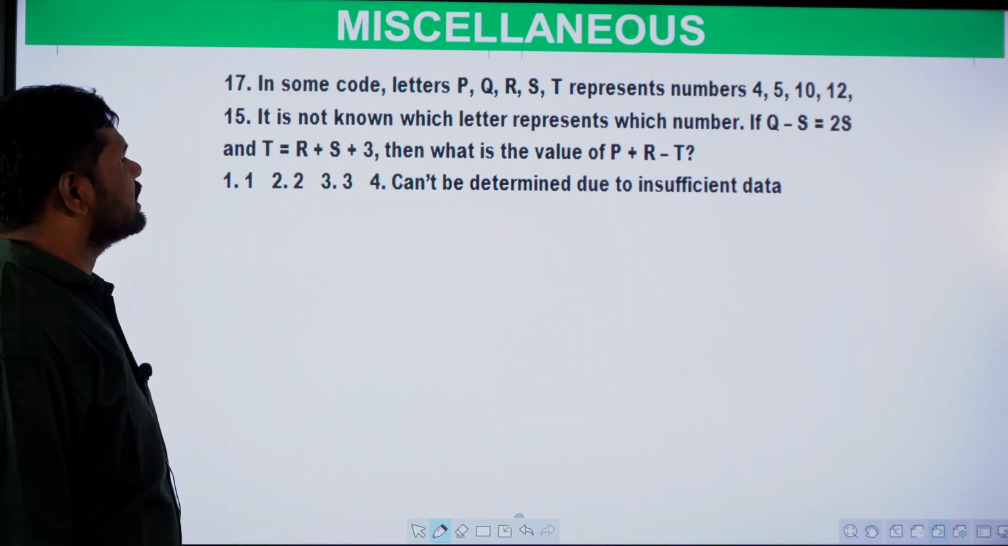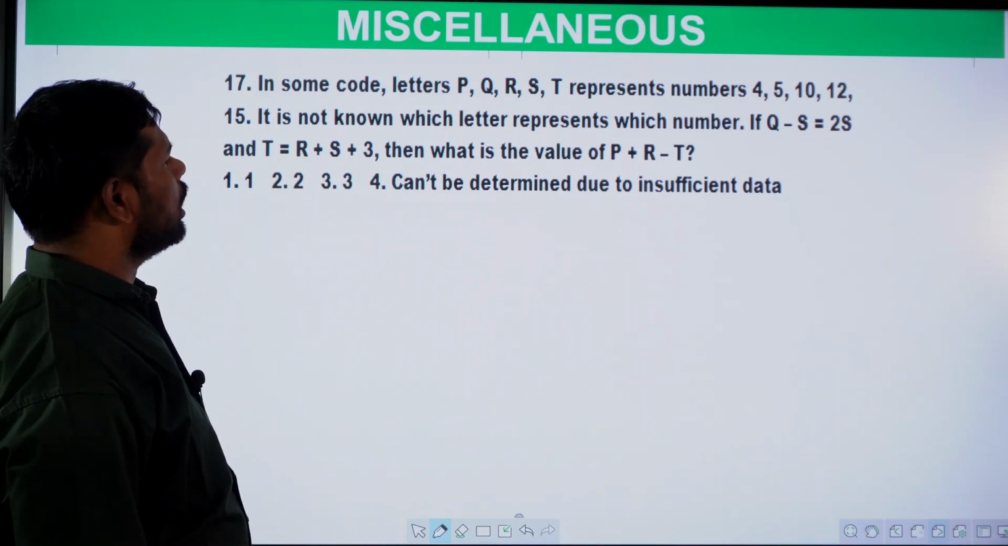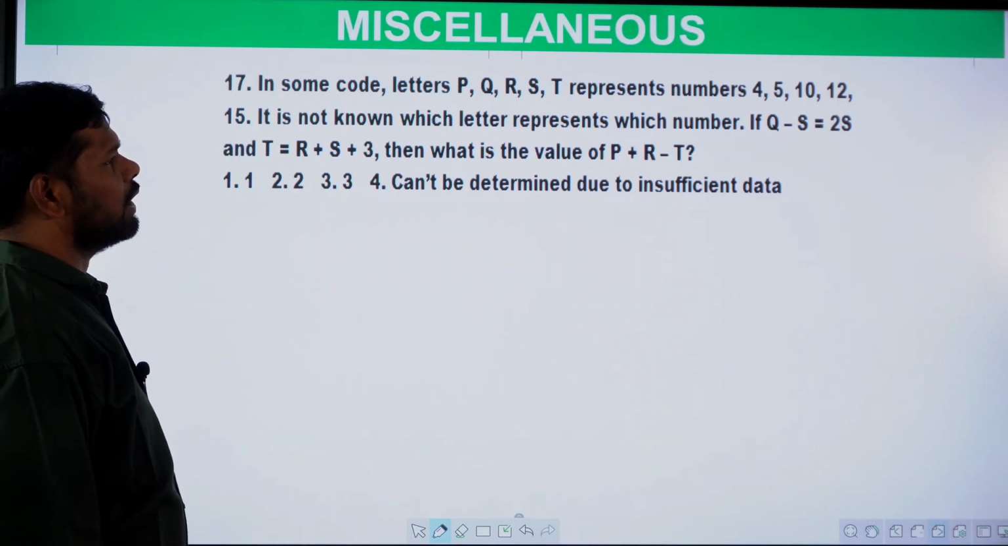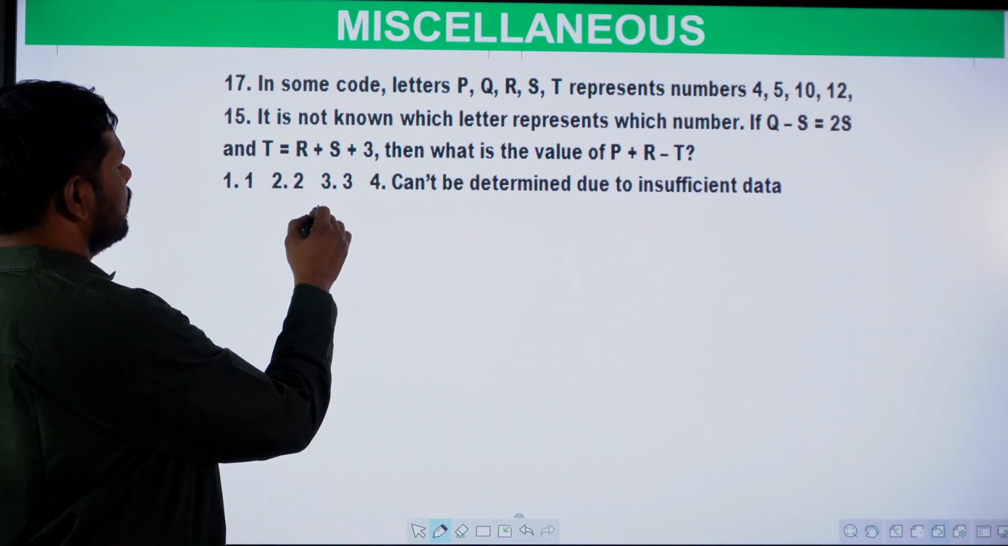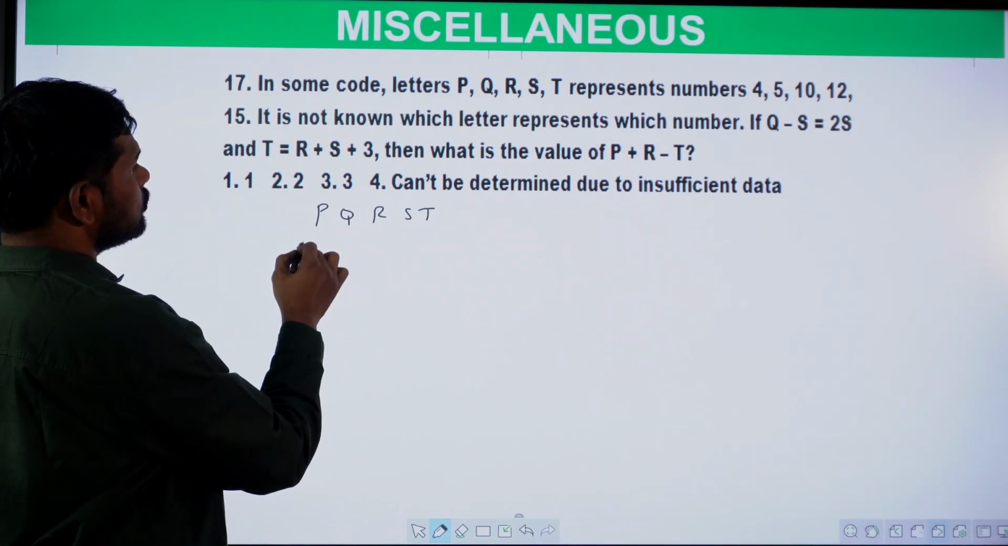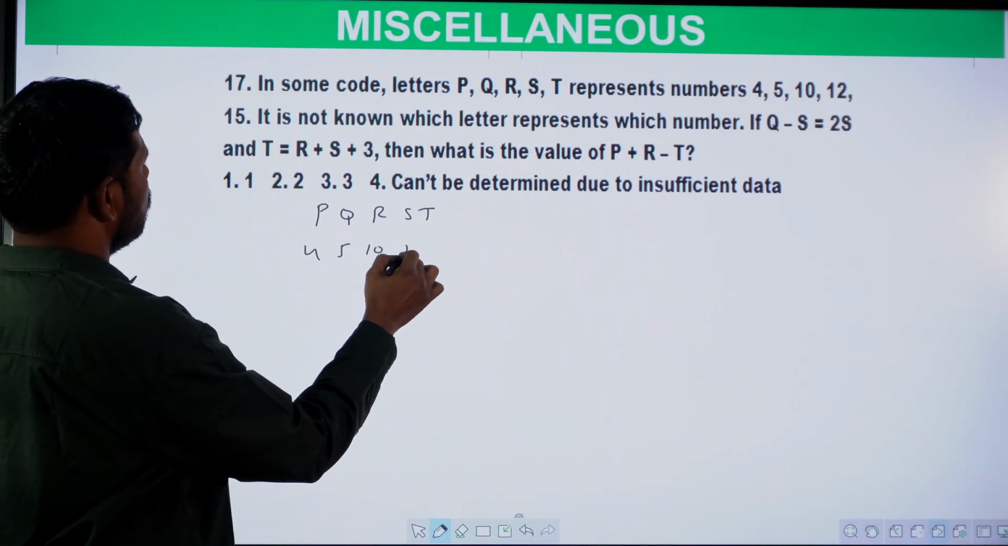In some code, letters P, Q, R, S, T represent numbers 4, 5, 10, 12 and 15.